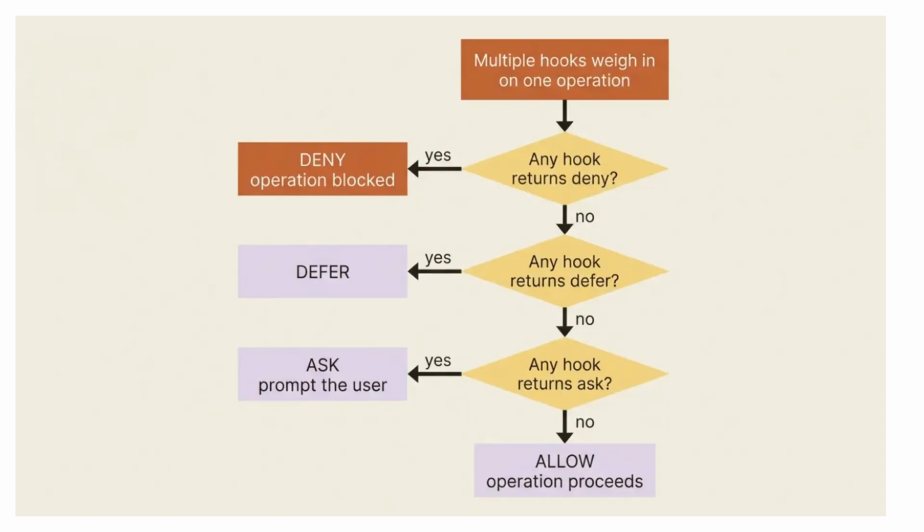If no hook denies, it checks whether any hook returns defer. In that case, the decision is deferred to the next layer of permission handling. If no hook denies or defers, it checks whether any hook returns ask. That means the user gets prompted for approval. And if none of the hooks return deny, defer, or ask, the operation is allowed to proceed. So the key rule is the most restrictive hook wins. Deny beats everything, then defer, then ask, and only after all of those are absent does the operation proceed.